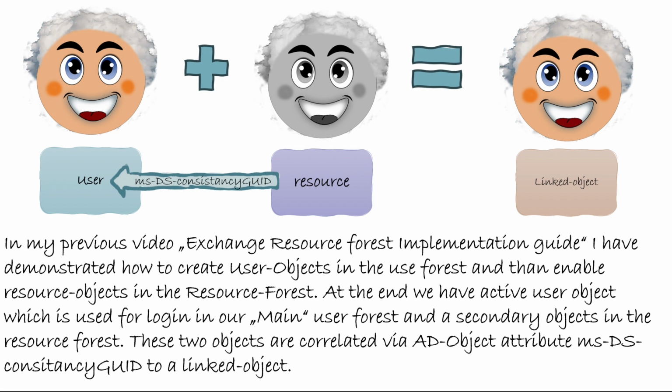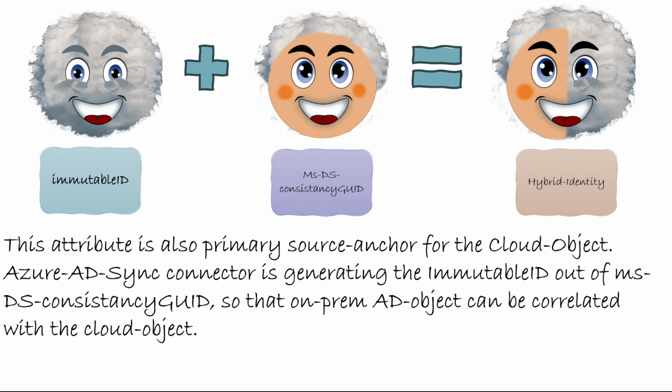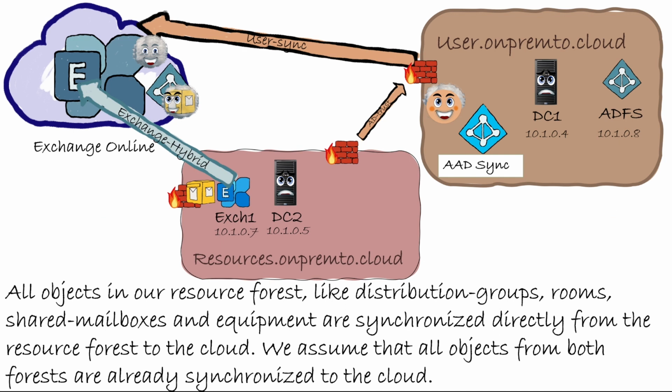These two objects are correlated via an AD object attribute, msDS-ConsistencyGuid, linked to the object. This attribute is also the primary source anchor for the cloud object. The Azure AD Sync connector generates the immutable ID out of msDS-ConsistencyGuid so that the on-prem AD object can be correlated with the cloud object. All objects in our resource forest, like distribution groups, rooms, shared mailboxes, and equipment, are synchronized directly from the resource forest to the cloud. We assume that all objects from both forests are already synchronized to the cloud.